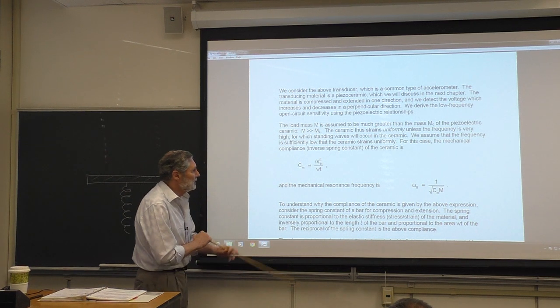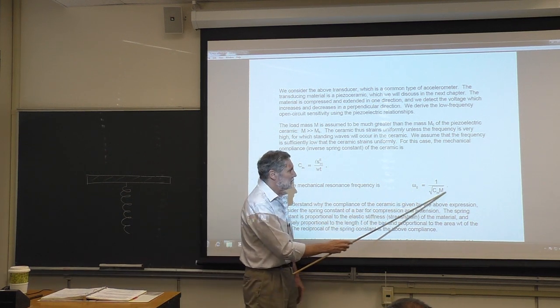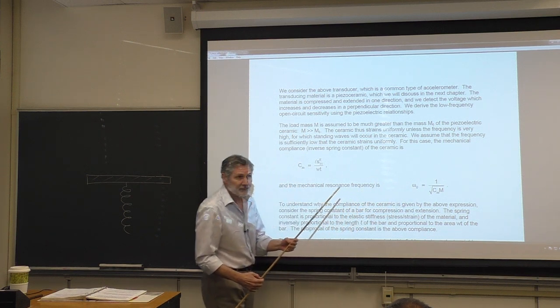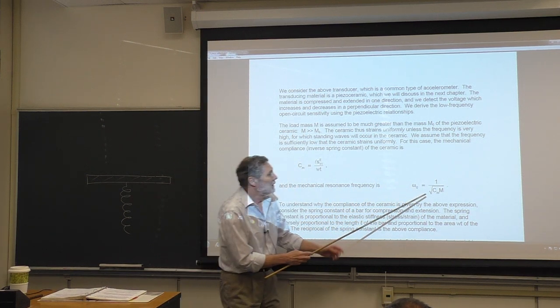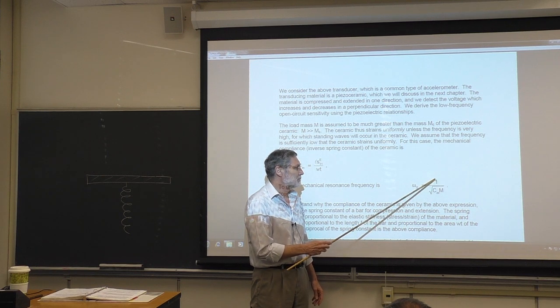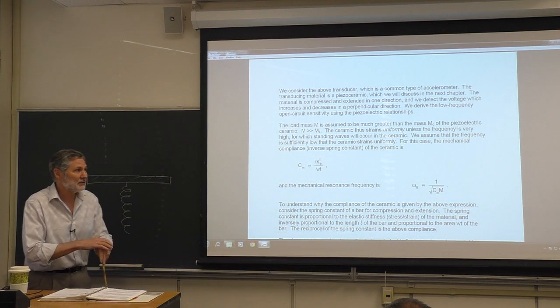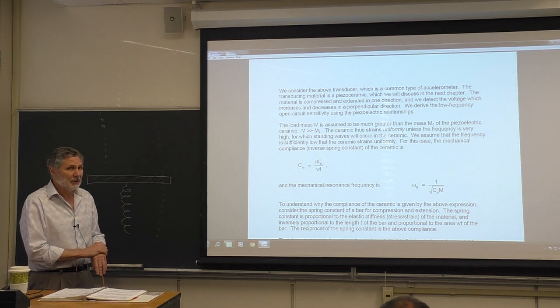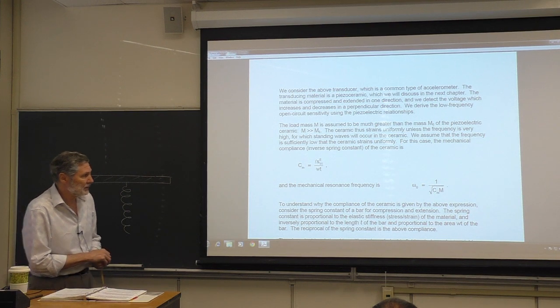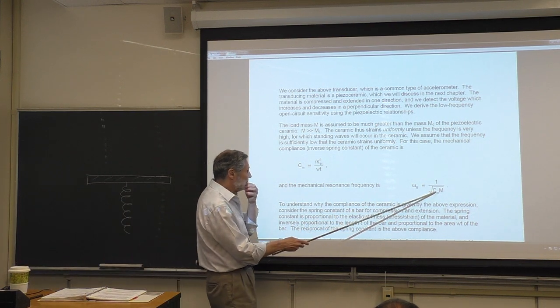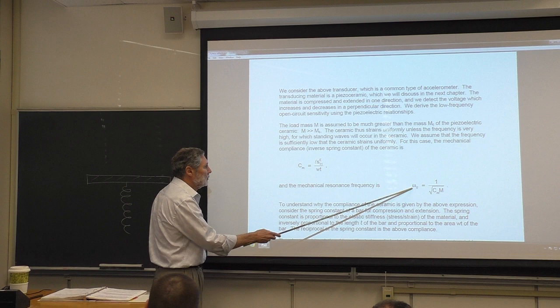So here's something that's very well known. This is going to be the resonant frequency. We neglect the mass of the ceramic. Remember, this is the compliance, which is 1 over the stiffness, and you know that this is a mass on a spring, essentially. So the mechanical resonant frequency here is going to be given by this expression. That's going to be an important quantity.